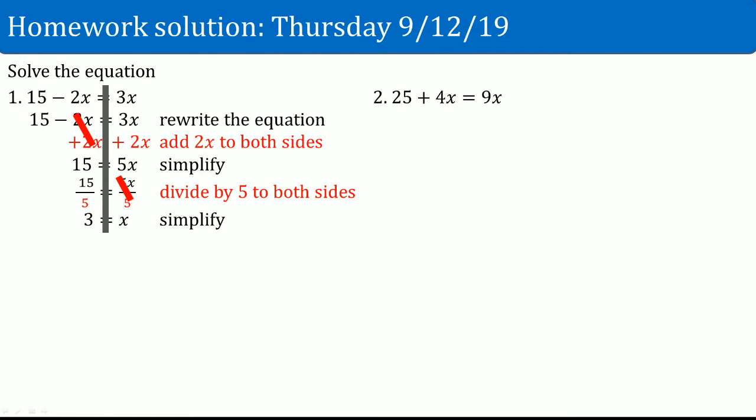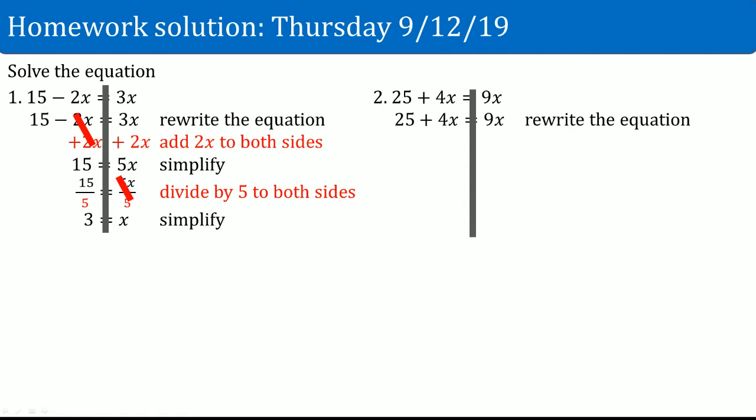Okay? Number 2, 25 plus 4x equals 9x. Again, rewrite the equation and draw a line straight down. We notice that there is a variable on the left side and the right hand side. We want to get it to one side. How do we do that? We move the smallest one. So what is smaller, 4x or 9x?